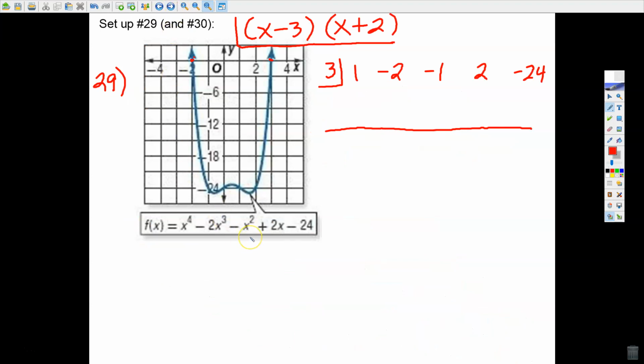Let me double check the instructions. Yeah, the instructions on number 29 and 30 are use the graph to find all of the factors. Well, here's 2 of them. You just need to give me the other 2. So your answer here is going to be 4 different factors.